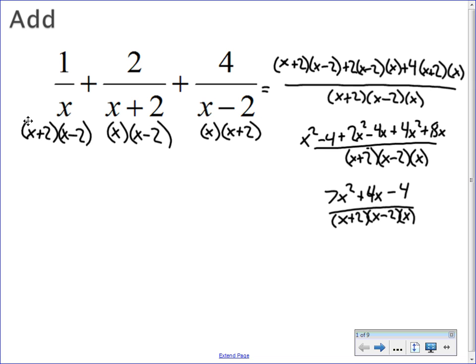So he wants the answers back. The denominator should be factored. The numerator you'd want to add like terms, and then if you can factor it to cancel anything out, you can. Okay.